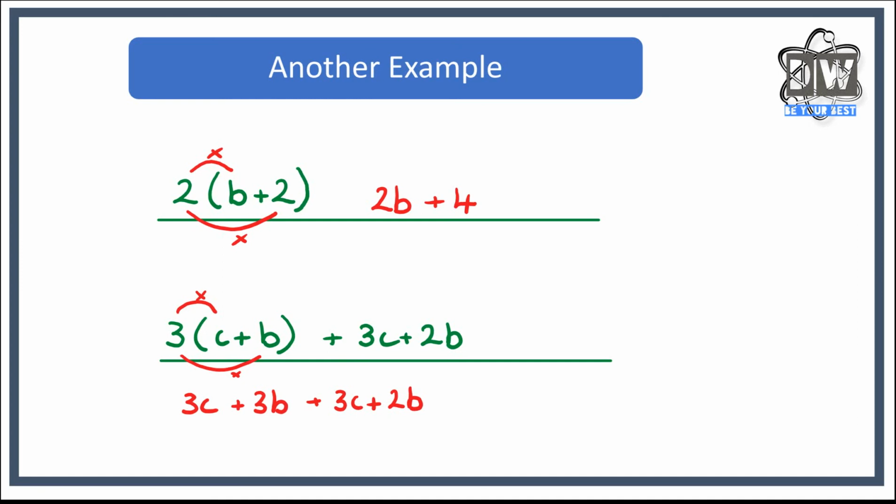Now we've got some like terms. Now we can add them together. So if I add my 3C plus 3C, I get 6C. And if I add my 3B plus 2B, I get 5B. Hopefully that makes sense. That's about as hard as it gets on these types of questions. They do sometimes bring in negative numbers, which we've already done, which makes it a little bit more difficult. But if you can do so far, then you're not going to have any problems.